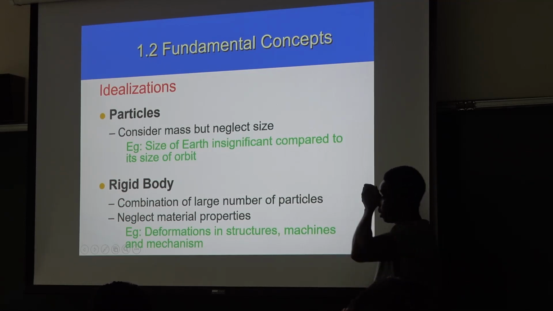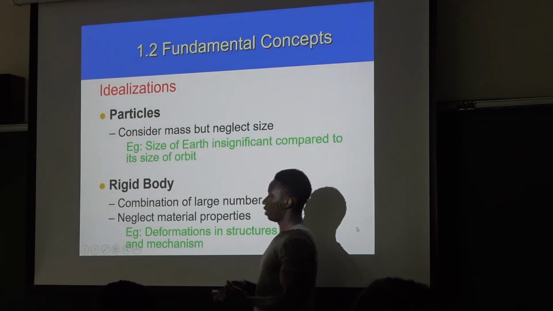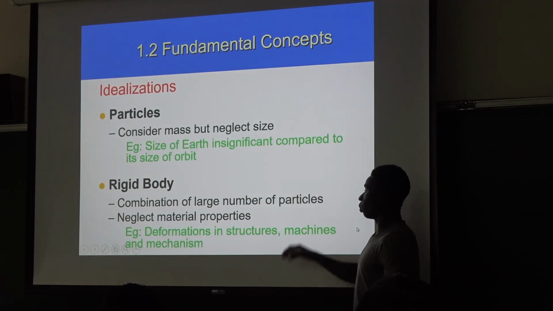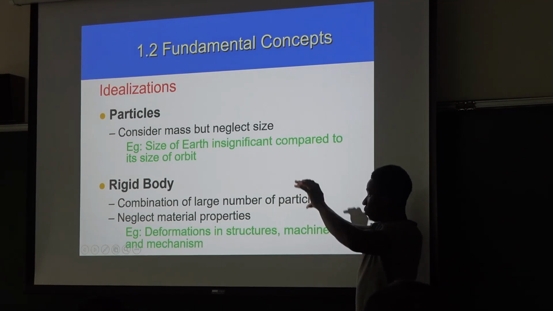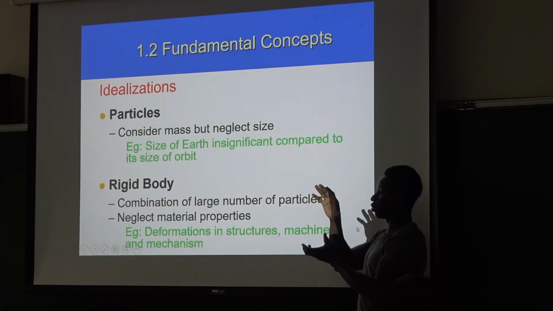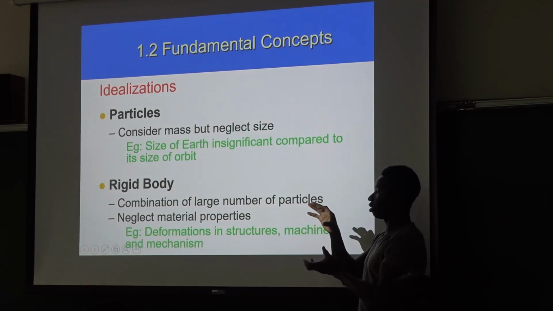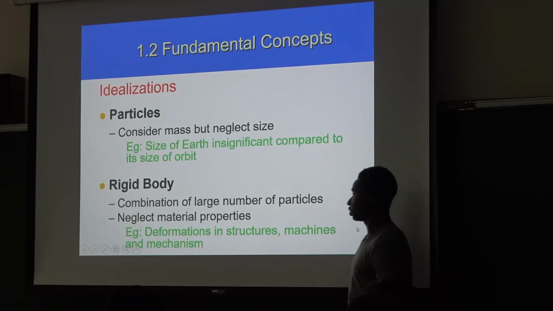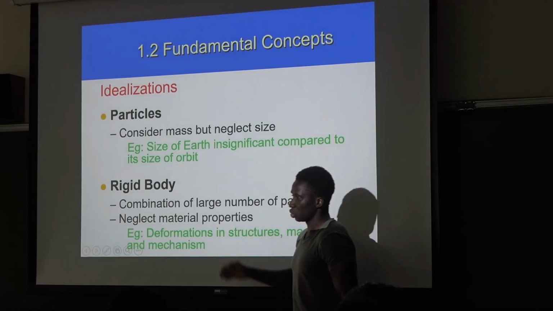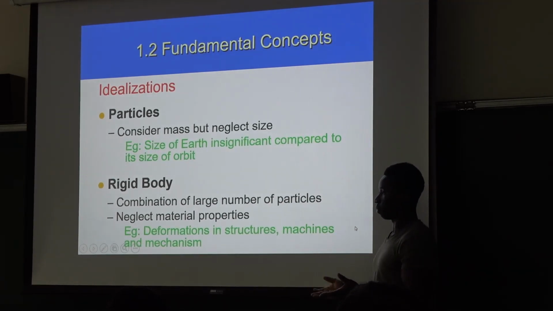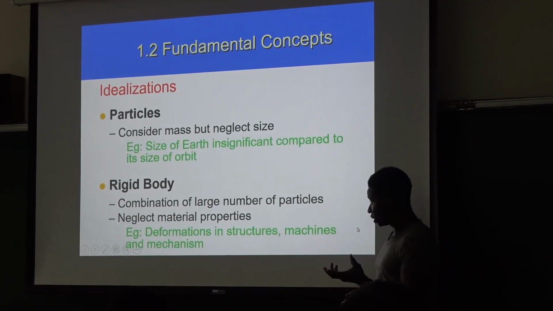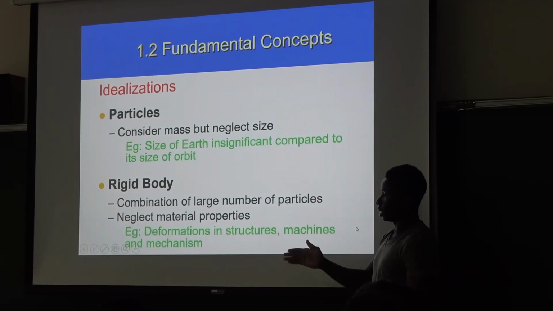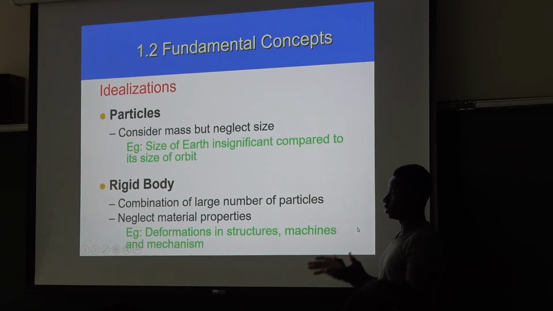And then when we talk about rigid bodies, a rigid body is a combination of a large number of particles. So we will have a combination of a large number of particles, and then we consider that to be a single body, but we will not care much about the material properties. So it says we neglect the material properties. You don't need to focus on what the material properties are for this particular thing you are dealing with. You just consider the forces acting on it, and then you consider the material to be a single body.